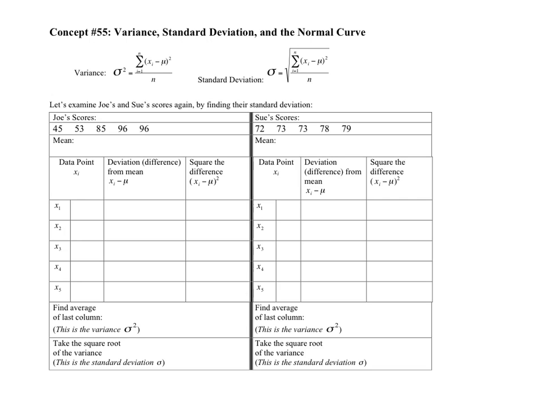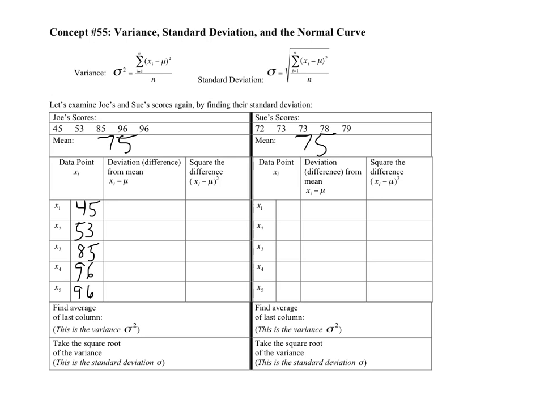These are the same scores we did for the MAD. The very first thing you're going to do is find the mean. We've already found the mean, we found it the other day. The mean is 75. Remember, both data sets were 75. So let's do Joe's standard deviation together. x1 is just the first data point. So I'm going to put 45, and the next ones, 53, 85, 96, and 96.